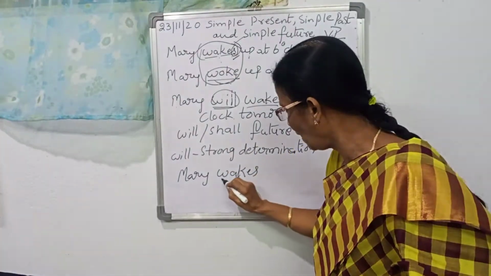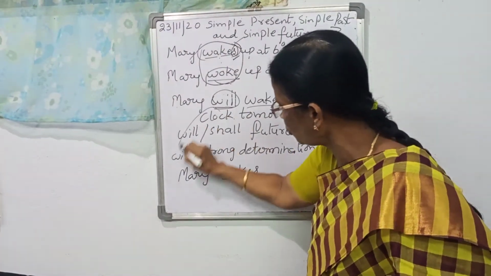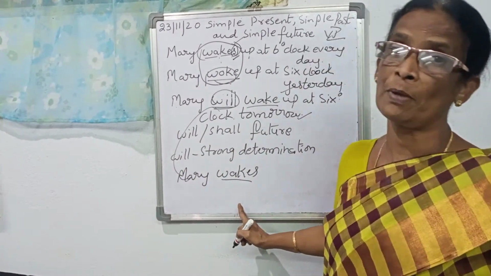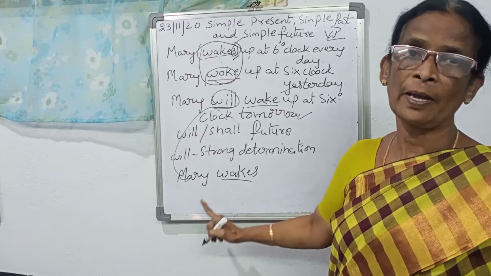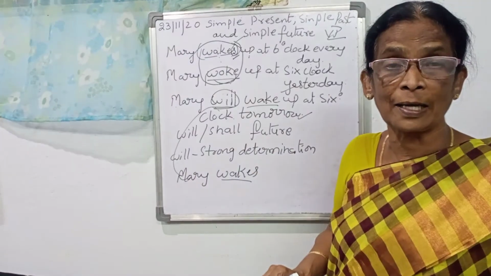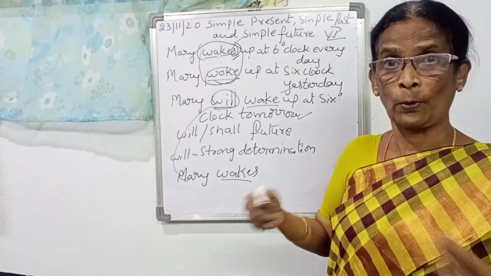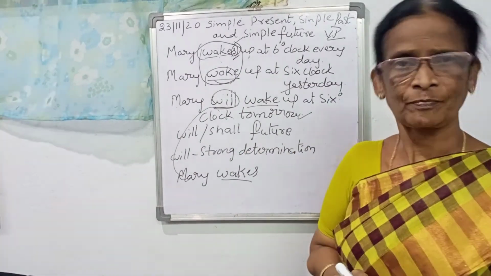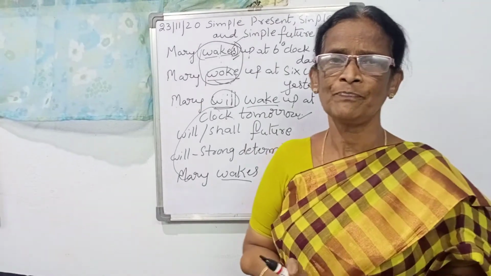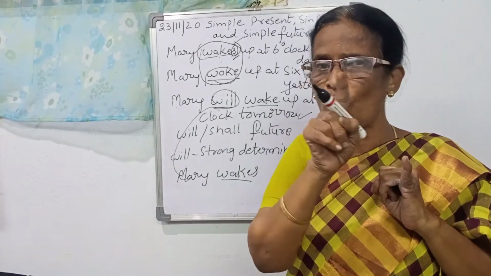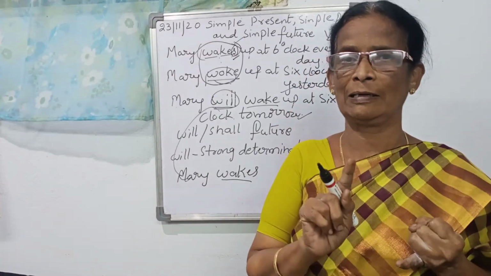So this is the present tense, then future tense to present tense, then present tense to past tense. You have to remember what the tense is. Mary woke up at 6 o'clock yesterday. Oh, past tense. Wake is present tense. Will wake is the future tense. Okay, ma'am? Have you understood? So, simple present tense to simple past tense.